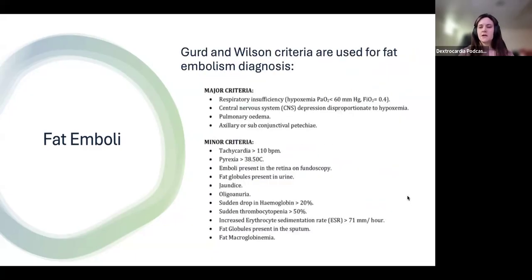The Gurd and Wilson criteria are what is used for fat emboli, because it is hard to clinically diagnose. It's hard to visualize. There's no gross specimen you can really see, and then imaging can be difficult too. So if you have two of the major criteria, or if you have one major criterion and four minor criteria, you can have a clinical suspicion of the patient having a fat emboli.